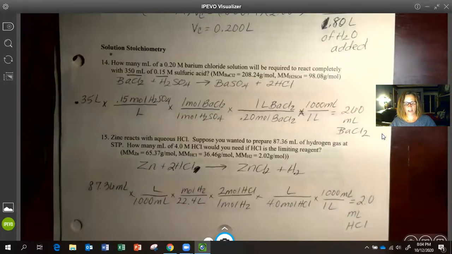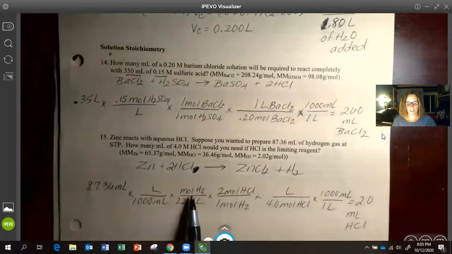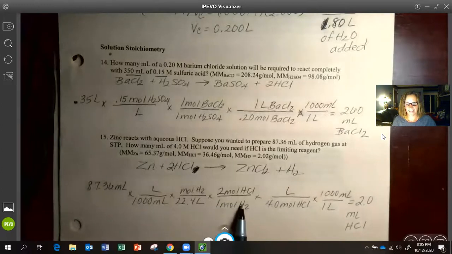So using our balanced chemical equation, we'll start with our 87.36 milliliters of hydrogen gas that are formed. And since this is at STP, we can use the molar volume of a gas to convert to moles of hydrogen. We use our mole ratio to convert to moles of HCl. We use molarity to convert finally to volume of HCl, which we can then express in milliliters.